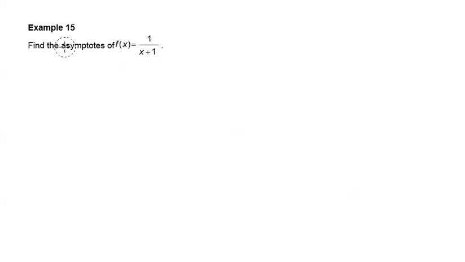In this video, we are going to find the asymptotes of a rational function 1 divided by x plus 1. At x equals -1, f(-1) is 1 divided by -1 plus 1, which is 1 divided by 0, which is undefined.